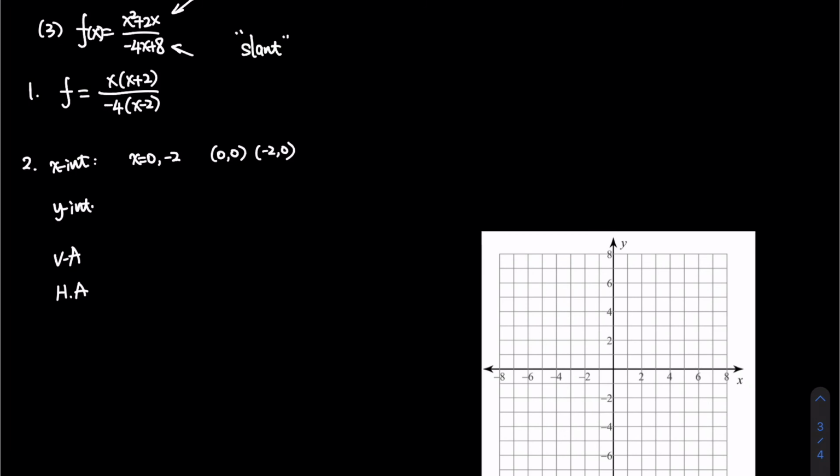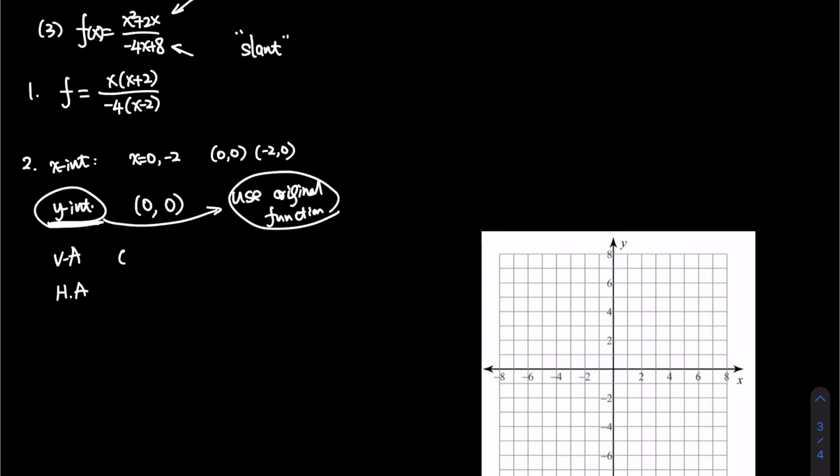Y-intercept, we just plug in x equals 0. When we plug x equals 0, use the original function. So 0 over 8 give us 0. Vertical asymptote, we look at the denominator equals 0, so x equals 2. For the horizontal asymptote, because the degree of the numerator is higher, there's no horizontal asymptote, but there will be a slant asymptote.